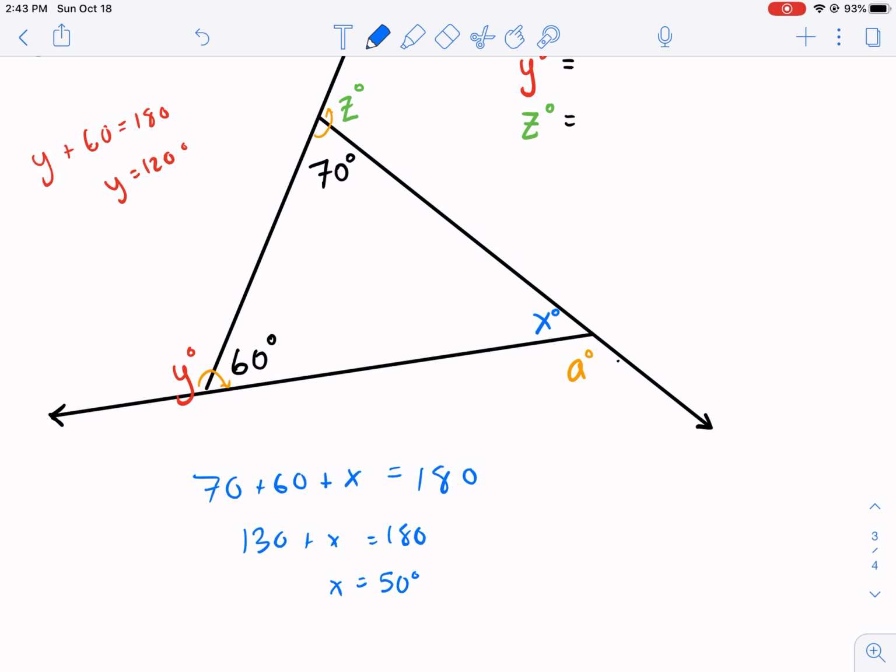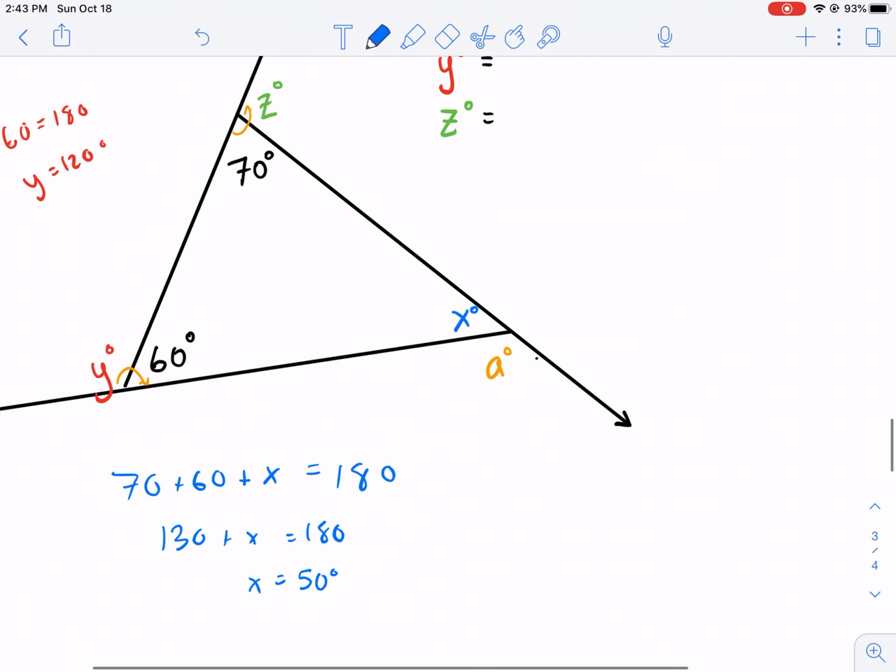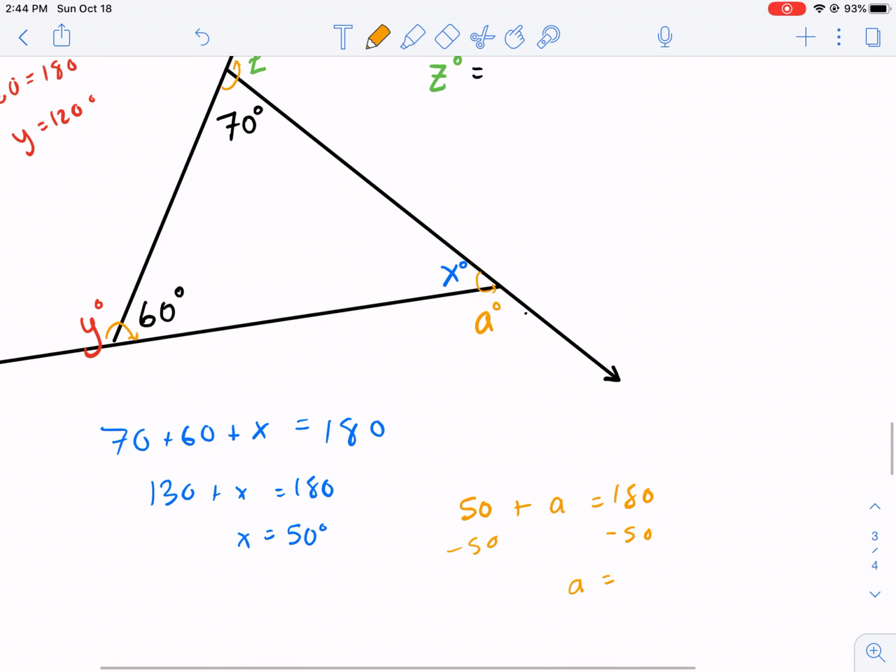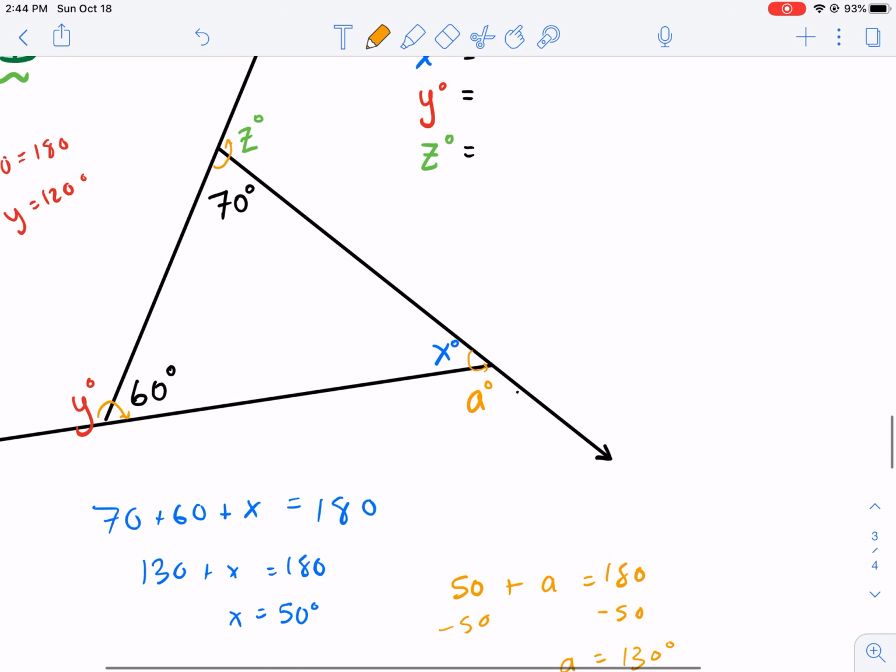Then from there, we could easily find a by using supplementary angles. It's supplementary to x, so we know that 50, or x, plus angle a equals 180. So we subtract 50, and we get a equals, what's that, 130? Yeah, okay, so we get 130. So we have all those angles.